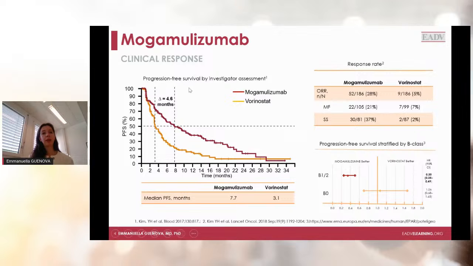So we see here that this is also the first drug that offers us a progression-free survival benefit for cutaneous T-cell lymphoma as compared to the HDAC inhibitor vorinostat. And most importantly, when we look at the progression-free survival stratified by those B classes, that's why I stressed so much on the B class differentiation in the TNMB classification of cutaneous lymphoma. Patients with B1 or B2, that means detectable tumor burden in the blood, have a much better response, according to this data, than patients with B0, that means patients that do not have tumor burden in the blood, to Mogamulizumab.